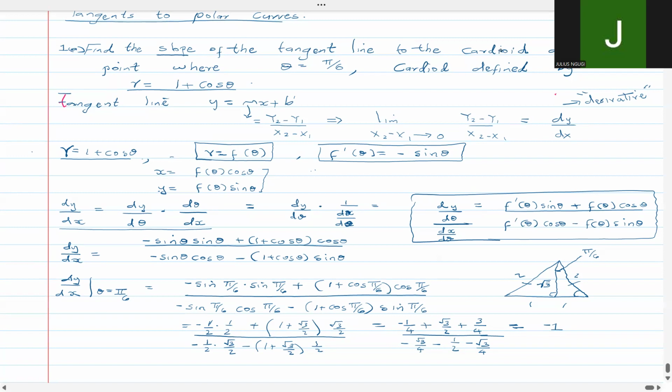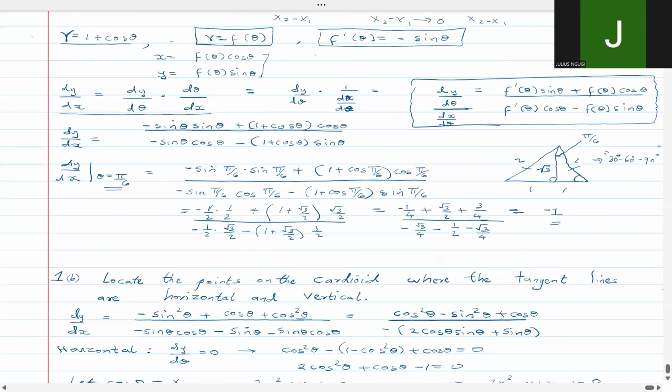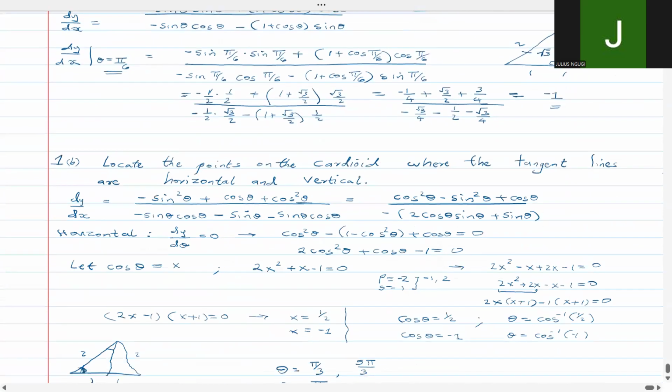And then we are finding the slope at the point theta equals pi over 6. So we substitute theta with pi over 6. And after simplifying algebraically, we have that the answer equals -1. Remember, we need to do this without using a calculator, using the 30, 60, 90 degrees special triangle. So that's number 1A.